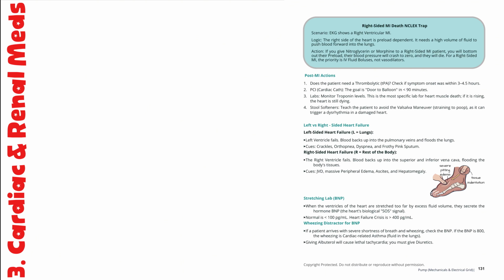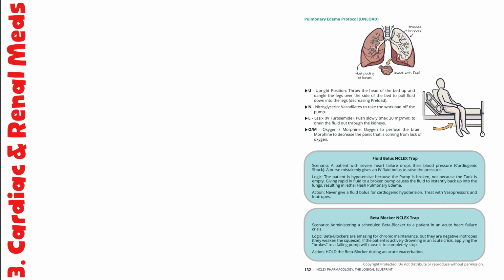For heart failure, remember, left-sided failure backs up into the lungs: crackles, frothy sputum. Right-sided failure backs up into the rest of the body: JVD, edema, ascites. A BNP over 400 signals a crisis. For pulmonary edema, follow UNLOAD: upright positioning, nitroglycerin, Lasix pushed slowly, oxygen, and morphine.